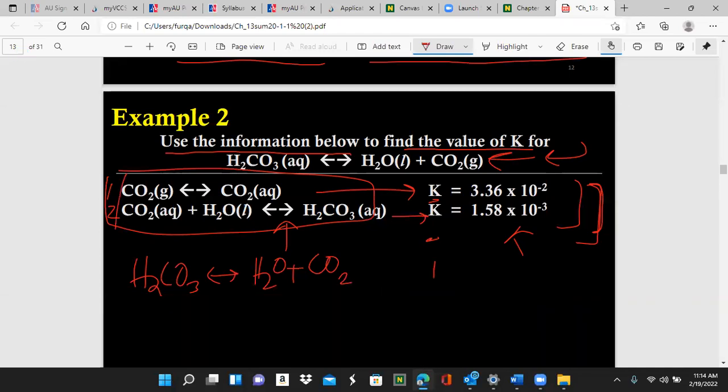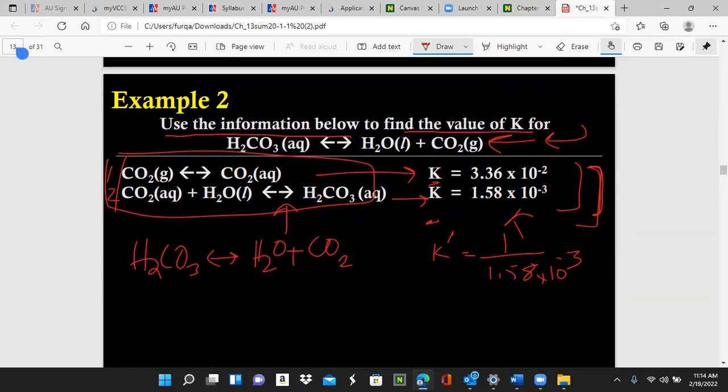So when I'm reversing this, the K is going to become K inverse, and that's going to be 1 over 1.58 times 10 to the power minus 3. Do I need to reverse equation 1 also? Make sure that this carbon dioxide here is in aqueous condition. And in the main equation, we have carbon dioxide in the gas phase on the right-hand side, which is right here. So I have to reverse equation 1 also.